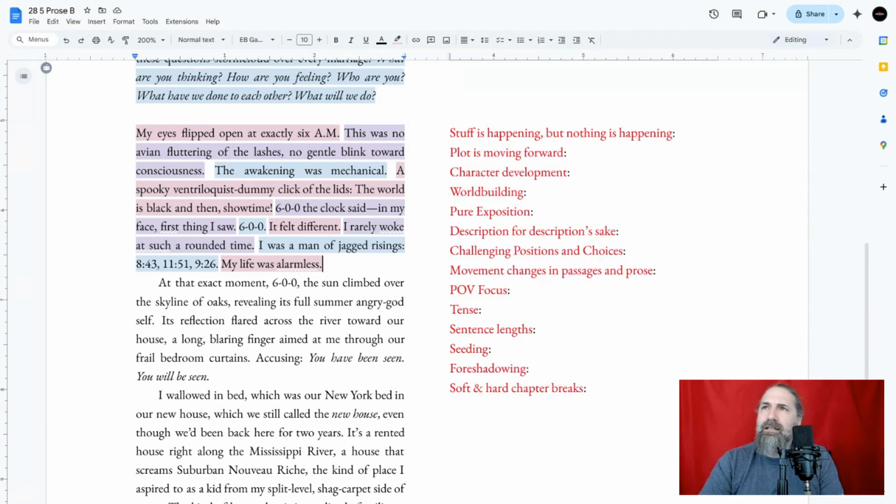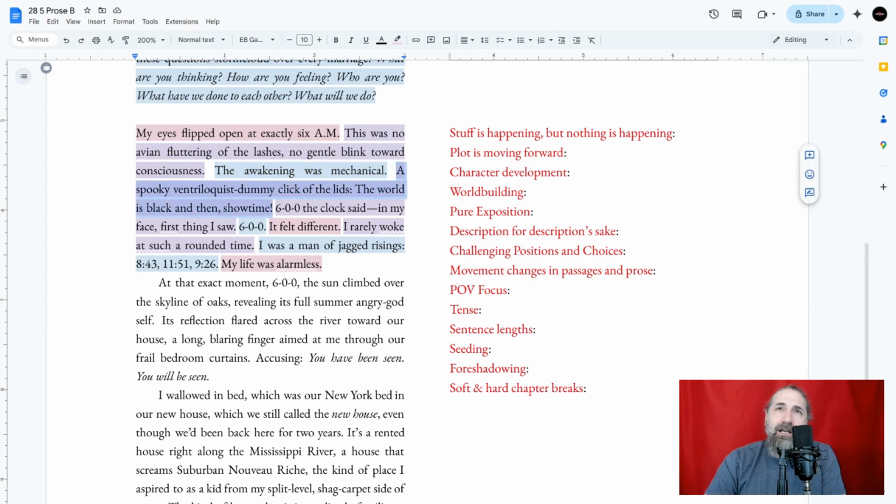All right, let's see. There is movement. "My eyes flipped open at exactly 6 a.m." Okay, why is this important? Why is 6 a.m. important? Well, let's define it, or let's solidify it. "So this was no avian fluttering of the lashes, no gentle blink towards consciousness." What do you mean? Well, I was awakening. It was a mechanical awakening, right? Right, he's defining what he just said.